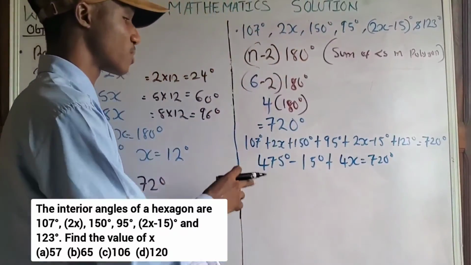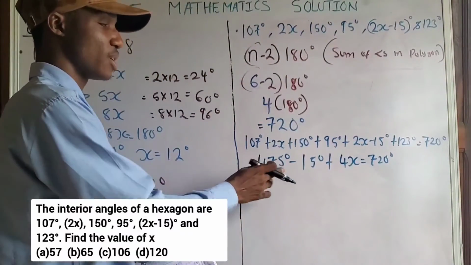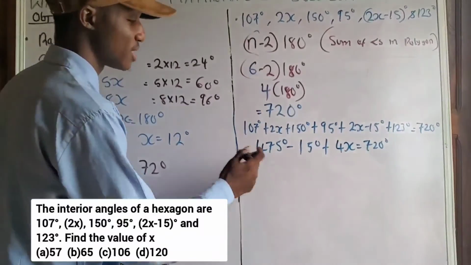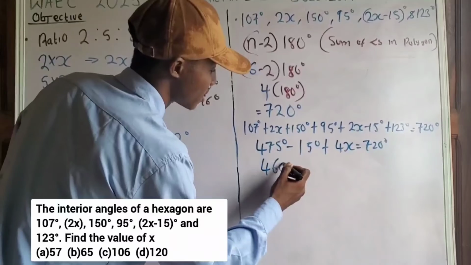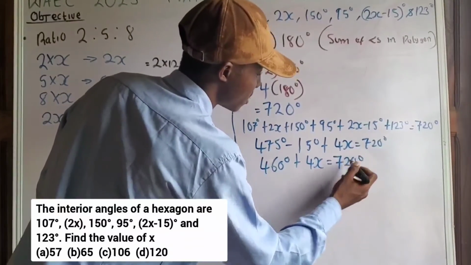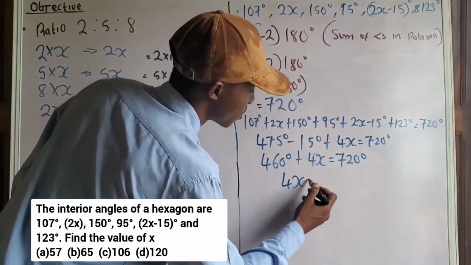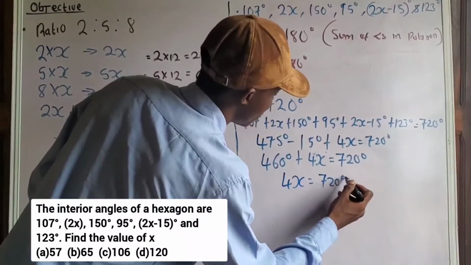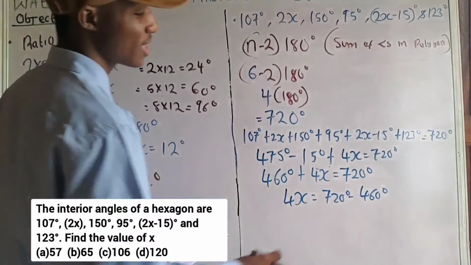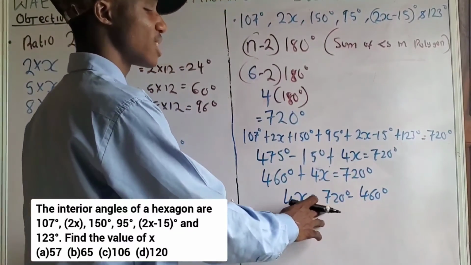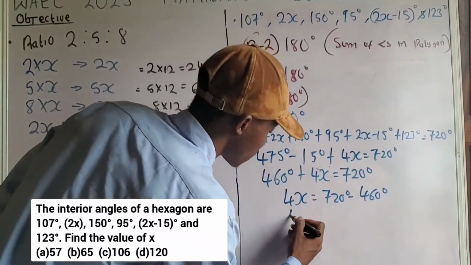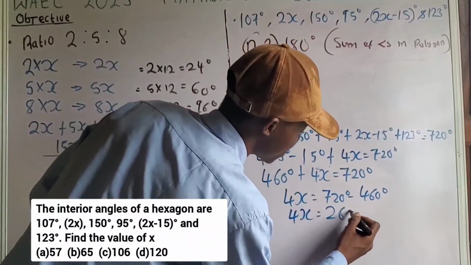Okay, now subtract 15 degrees from 475 degrees. What will be the answer? 460 degrees. So I'm going to have 460 degrees plus 4x equals 720. 4x will be equal to 720 degrees minus 460 degrees. Okay, if you subtract 460 degrees from 720, you're going to have 260. So for this, I'm going to have 4x equals 260 degrees.